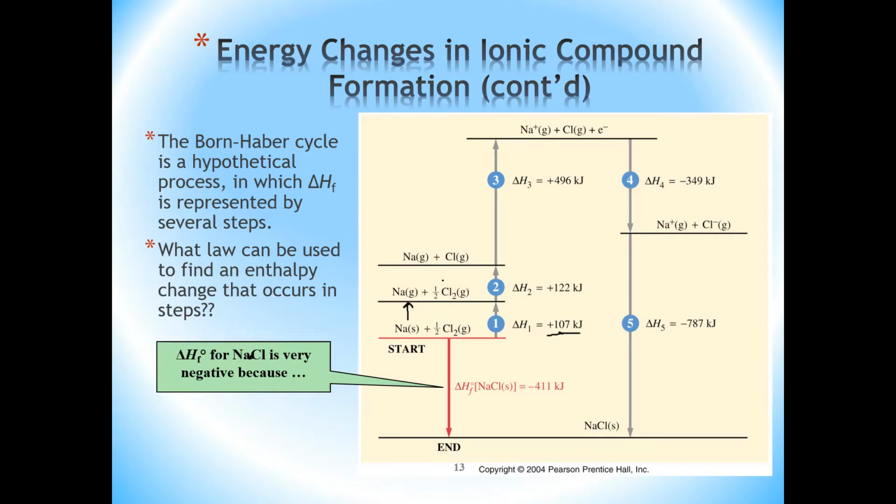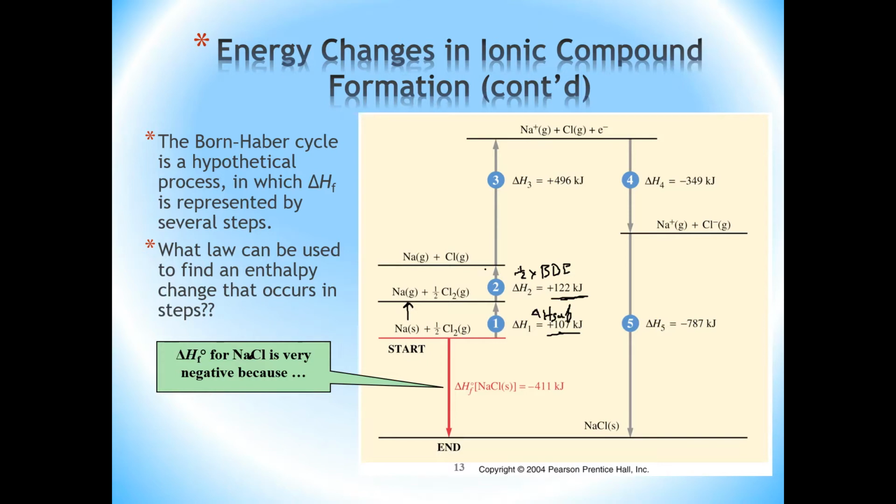The next step is where we have the chlorine molecule being converted to chlorine atoms, and the enthalpy change for that is given right here. We call that enthalpy of atomization, or the bond dissociation energy. In this case, because we have a half here, this would be half times the bond dissociation energy, which turns out to be 122 kilojoules. So this here is the enthalpy of sublimation.